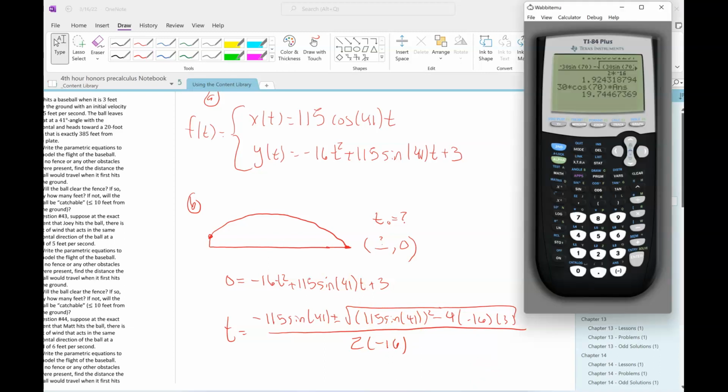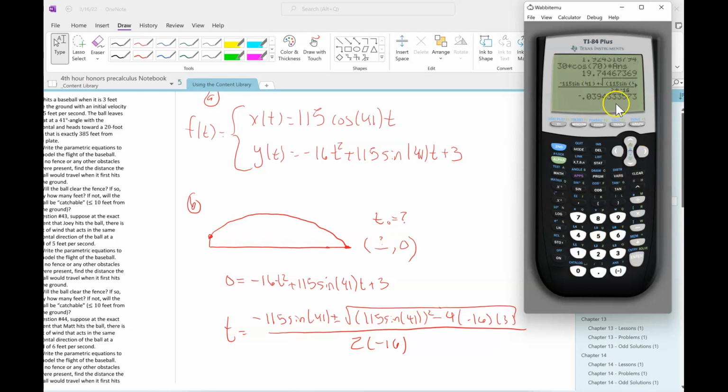Typing this into my calculator, I'm going to use alpha and y equals to create the fraction command. That'll make my life a little bit easier. So I'll do negative 115 sine 41. I can't do plus or minus on my calculator, so I'll just start with the plus. And then square root. Now I've got to make sure I put that 115 sine 41 in parentheses because the whole thing is squared. And then minus 4 times negative 16 times 3, and we'll all divide by 2 times negative 16.